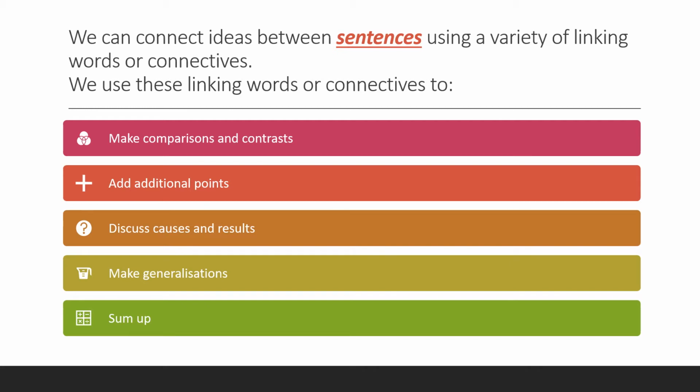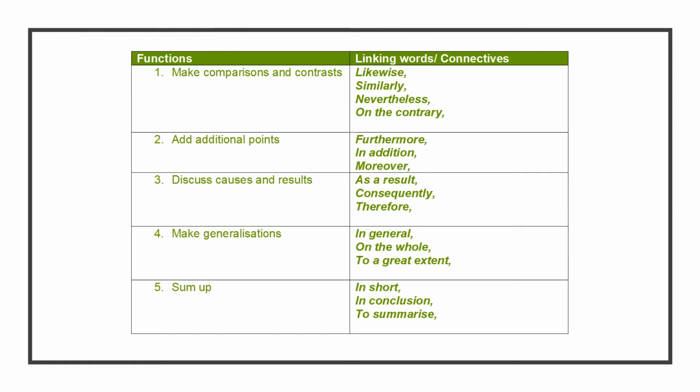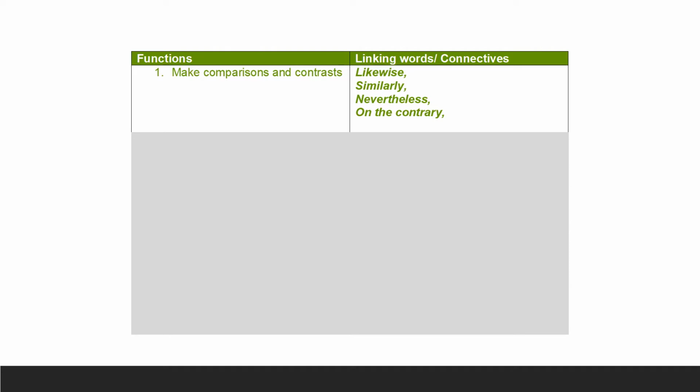We can use these linking words or connectives to make comparisons and contrasts, add additional points, discuss causes and results, make generalizations, and to sum up something. This video will focus on how to make comparisons and contrasts with the use of linking words or connectives. We will take a look at these connectives.